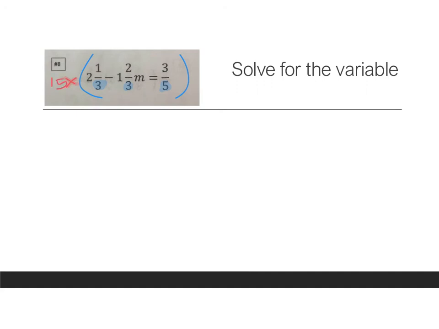So before I do that, of course, we need to make all of these improper since we are going to be multiplying them. So I'm going to write that right above it really quickly. So 3 times 2 is 6 plus 1 is 7/3. And then the other one is 3 times 1 is 3 plus 2 is 5/3. So that's what those numbers are as improper fractions.